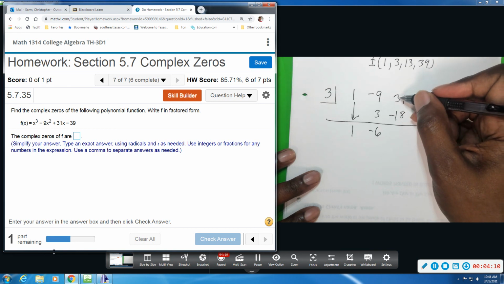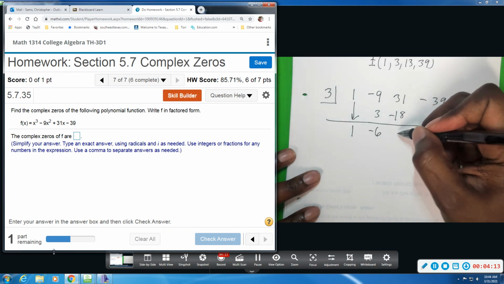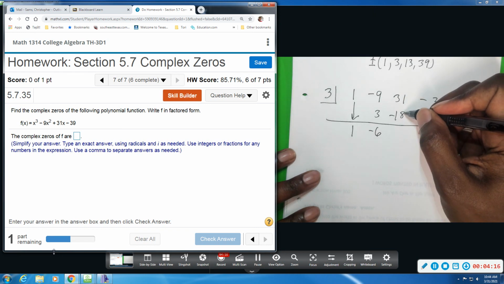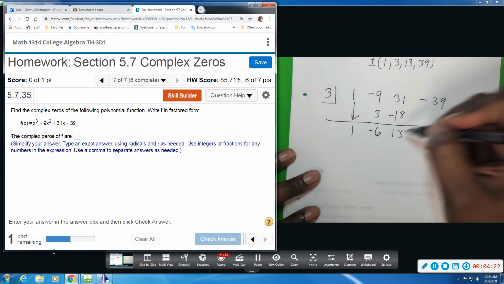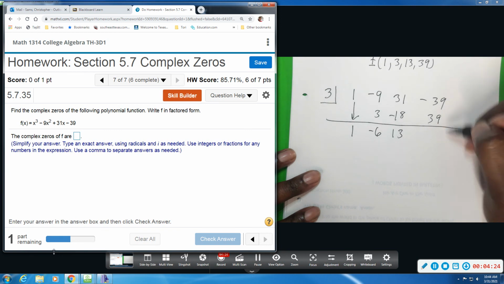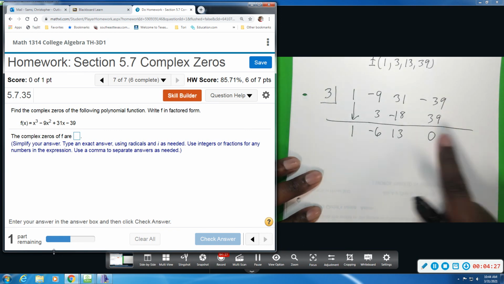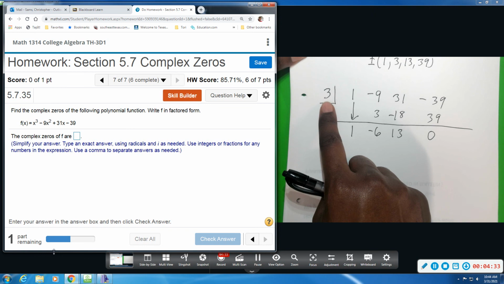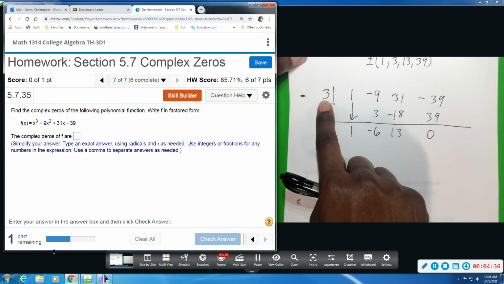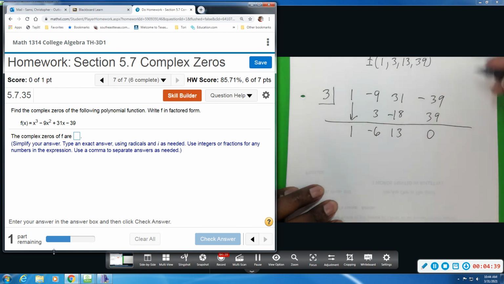And then we add these different signs, and that gives us 13. And then 3 times 13 is 39. And then that gets 0. So that's what we want. When we see 0 at the end, that means that this is a zero. All right, the problem wants us to write it in factored form. So I need to write this as a linear factor. So what 3 means is this: x equals 3. But when I solve and set it equal to 0, we get x minus 3 equals 0. This is one of the linear factors.